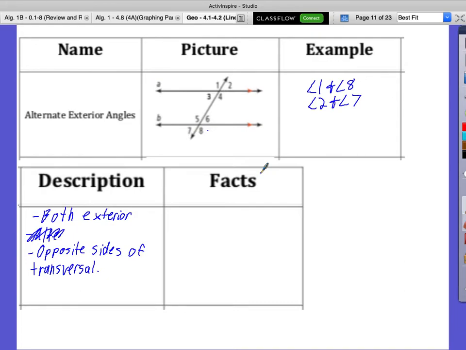Questions on alternate exterior angles? Okay, count to 30 slowly, and then you can move on. I said very slowly. Okay, you can move on.